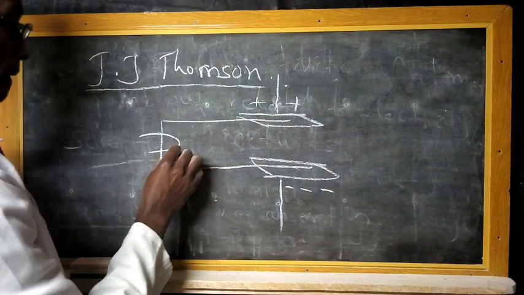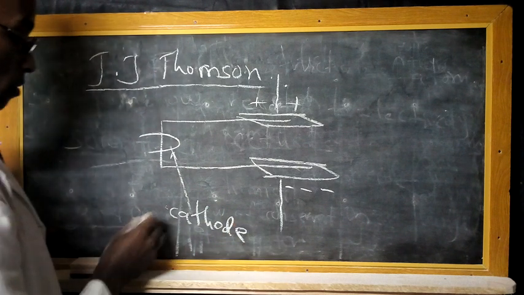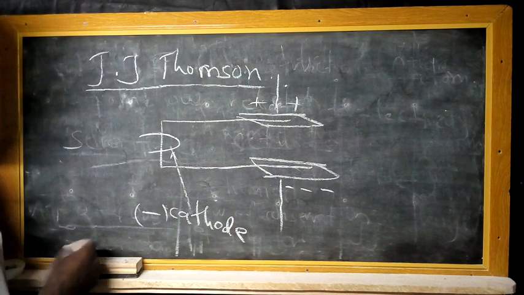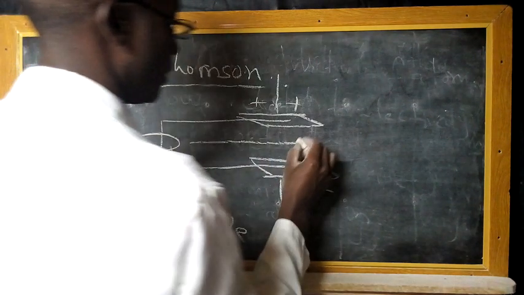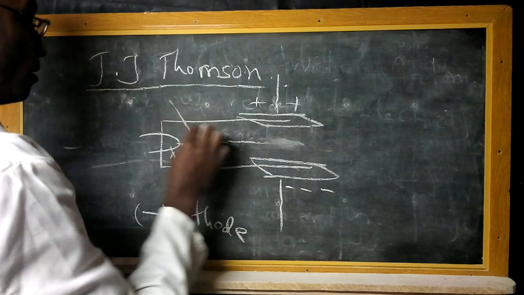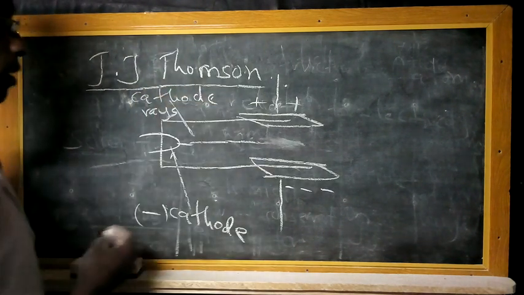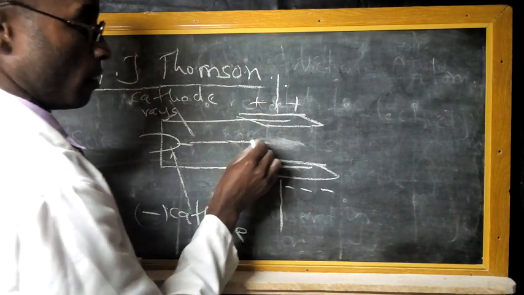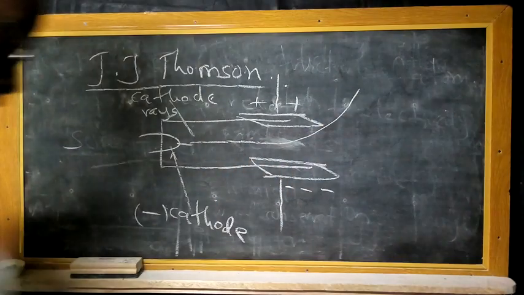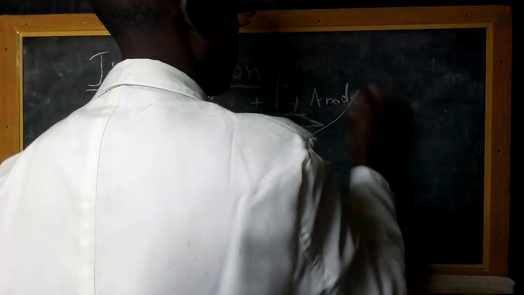And this is a cathode. Cathode refers to a negatively charged element which generated cathode rays. So these cathode rays, when they are emitted from the surface, Thomson observed that some rays are deflected towards this positive plate, which is known as the anode. This is the cathode.